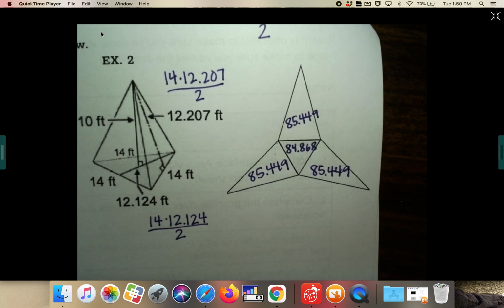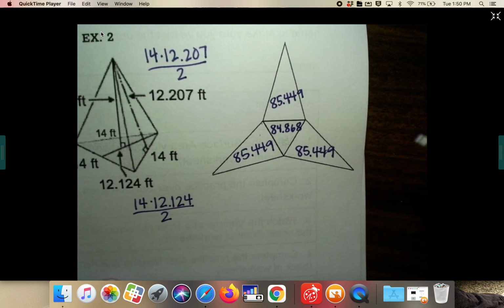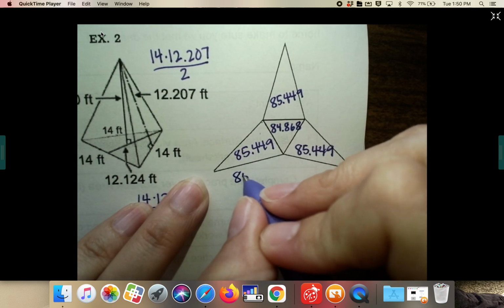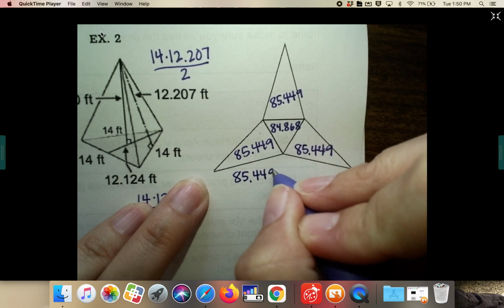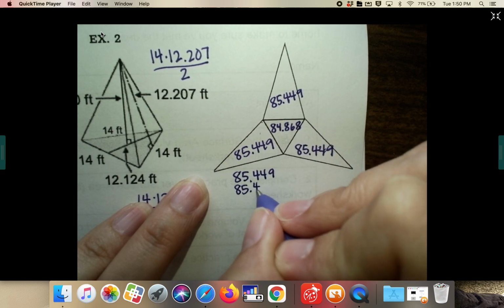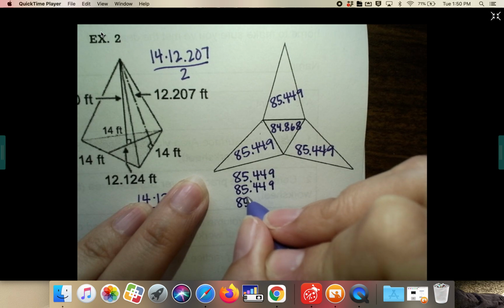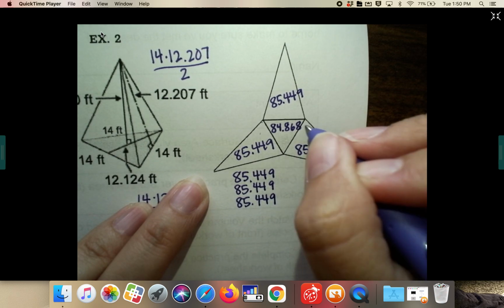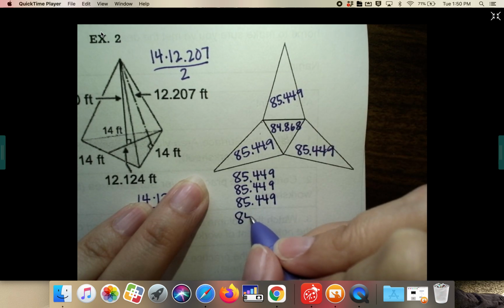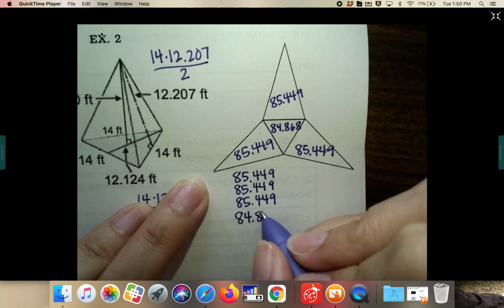Now that we have the areas of all four triangles, the base and the other three, we're just going to add them up. So I'm going to do 85.449 plus 85.449 plus 85.449 plus a different one, 84.868.